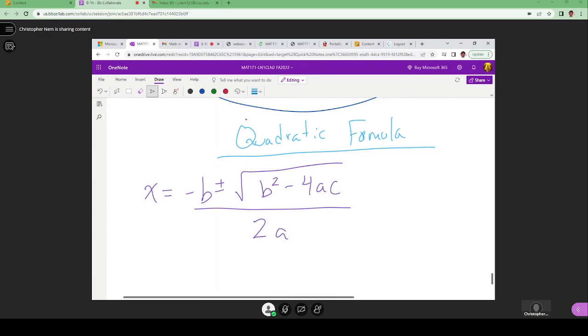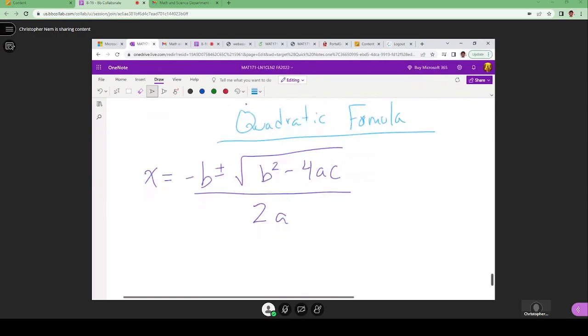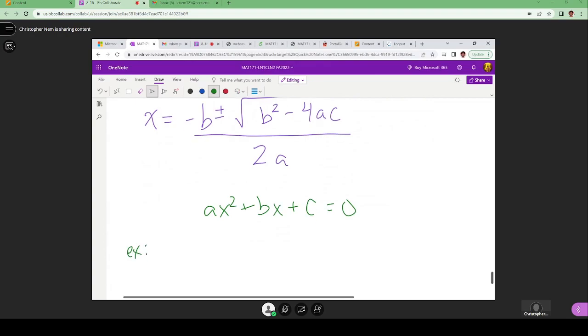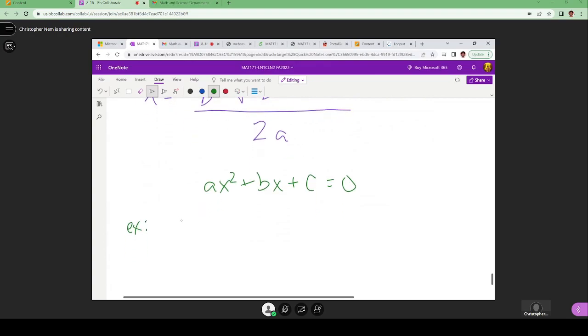In particular, these letters and variables correspond to your quadratic equation. Your quadratic equation is in the form of ax squared plus bx plus c equals 0. So if I give you an example equation, don't get them confused. Let me use a different color. Let's say I give you 3x squared minus 5x minus 1 equals 0. You have to be equal to 0.